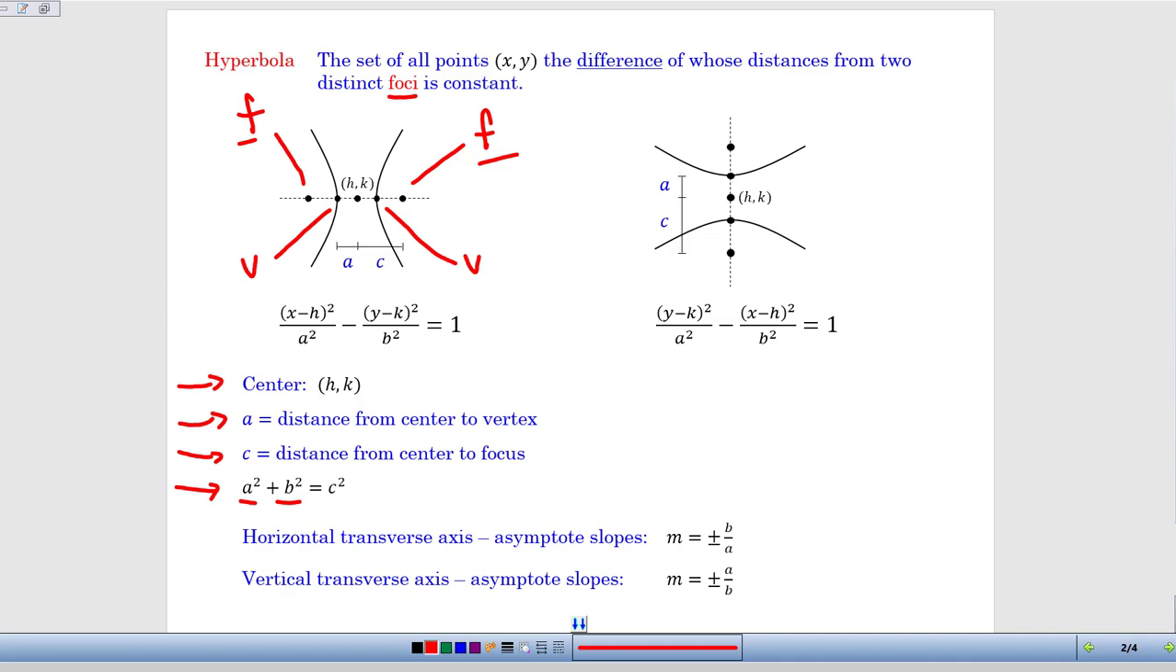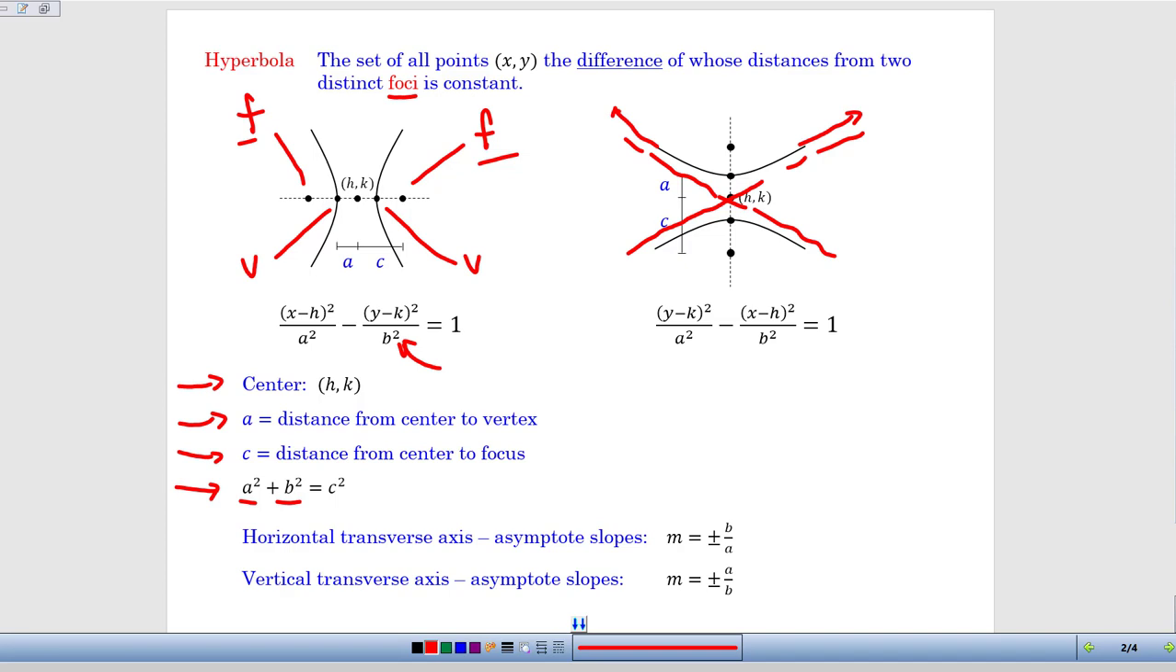The last thing that we haven't talked about is what role b in the equation plays, the b squared. So they're not shown in these diagrams, but the branches of the hyperbola approach a set of asymptotes that intersect through the center of the hyperbola. So we can imagine that we have these two lines that are intersecting at the center of the hyperbola, and as these branches of the hyperbola extend farther and farther in each direction, they are actually getting closer and closer to these two asymptotes that are crossing through the center.